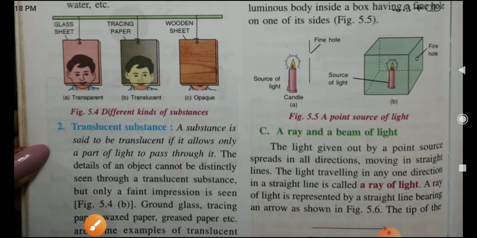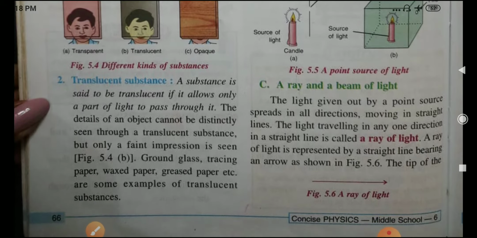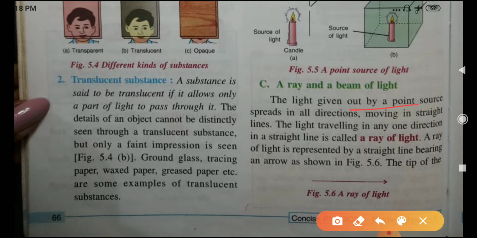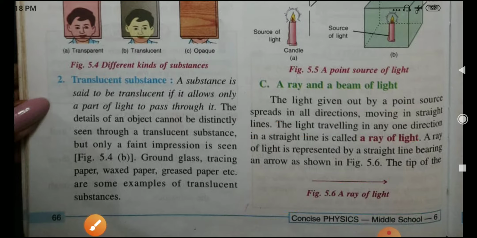Now third, a ray and a beam of light. The light given out by a point source spreads in all directions, moving in straight lines, and the light traveling in any one direction in a straight line is called a ray of light. Meaning a single light that passes in a straight line is known as a ray of light. A ray of light is represented by a straight line bearing an arrow. This is known as a ray of light.